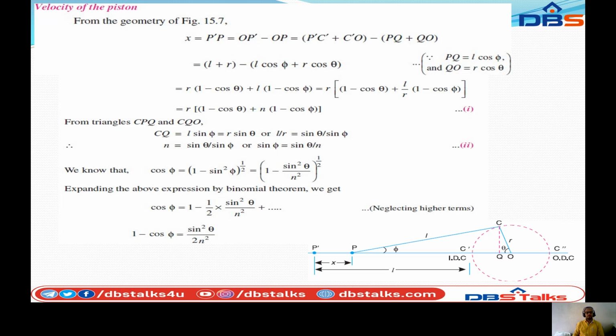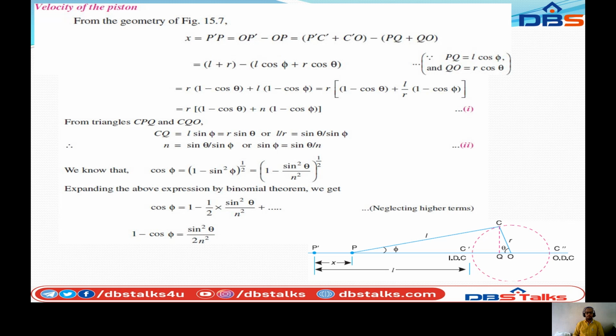From the figure, we are going to get the velocity of the piston. From the geometry of the figure, we can see that x is equal to OP dash minus OP, that is the gap. We can write it another way. OP dash can be written as P dash C dash plus C dash O, and OP can be written as PQ plus QO. P dash C dash is known as L plus O C dash, which is the radius of the crank, R, minus PQ.